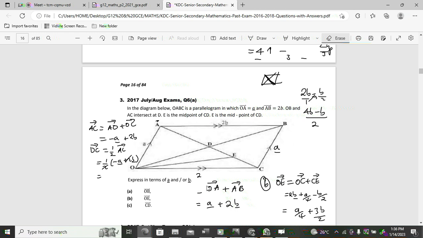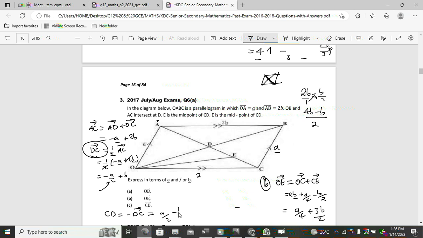For CD we already know the answer, so it's not hard. To work out CD, we know that CD is just the negative of DC, and we already calculated DC here as negative A over 2 plus B. So we just put a negative in front of that. Negative times negative A over 2 becomes positive A over 2, and negative times B becomes negative B. This is CD.